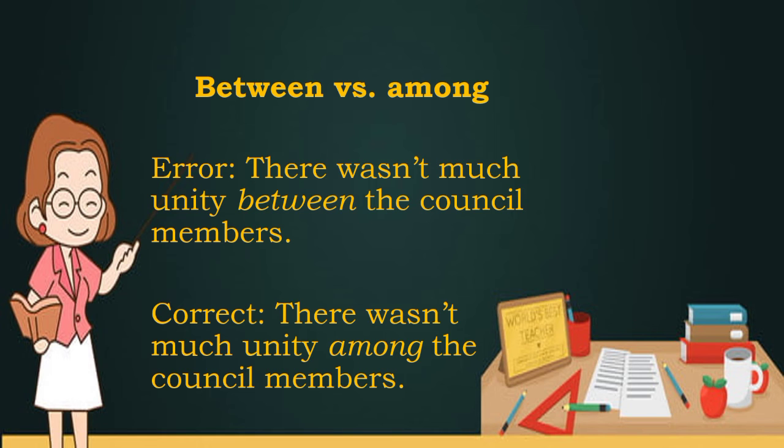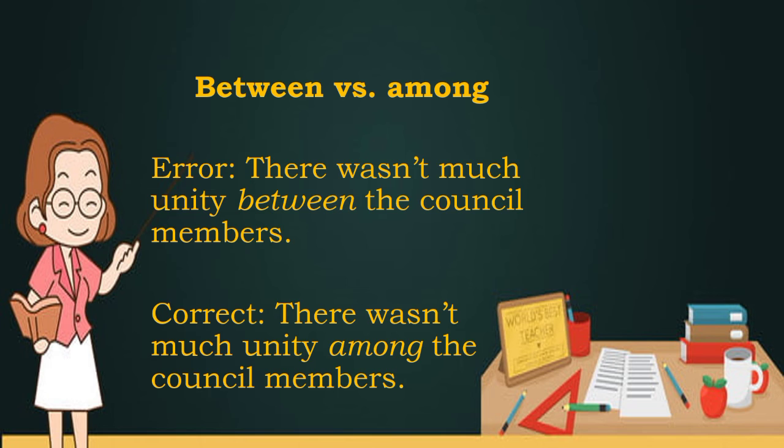Next, we have between versus among. The word between is used to refer to two or sometimes more things that are clearly separated, while the word among is used to refer to things that are not clearly separated because they are part of a group. For example, there wasn't much unity between the council members.